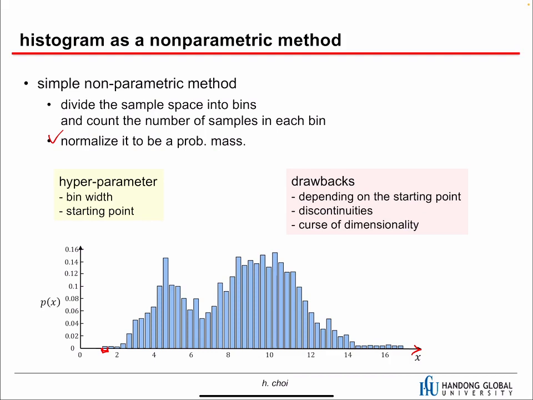And then, as you know, the non-parametric method doesn't have parameters. Usually the parameters are updated during the training process. But in the non-parametric method, we don't have that kind of parameters. But we have hyperparameters. So these parameters are not updated during the training process. So we have two. So first one is bin width.